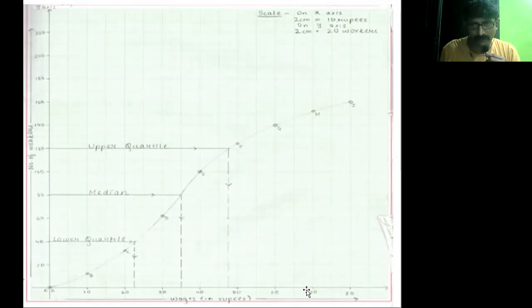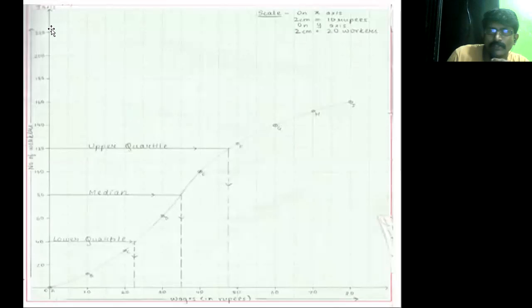That's how you're going to plot the numbers: at 2 centimeters, 10, 20, 30, 40, 50, 60, 70, 80 will be plotted. I hope you have finished this. You have written the scale on the x axis: 2 centimeters equal to 10 rupees. Now on the y axis we want 160 workers. So 2 centimeters for 10 workers, another 2 centimeters for 20, and so on. So 2 centimeters is equal to 20 workers. I hope you understood this.